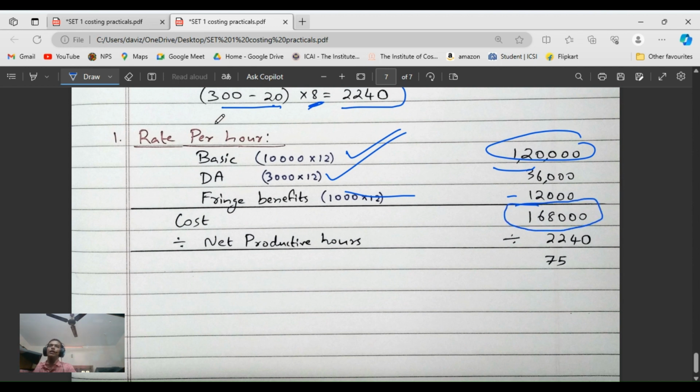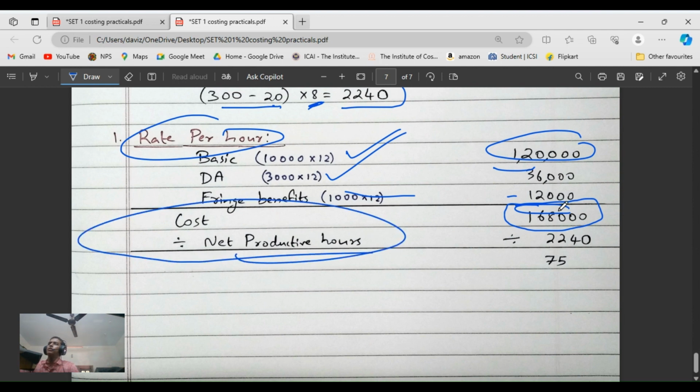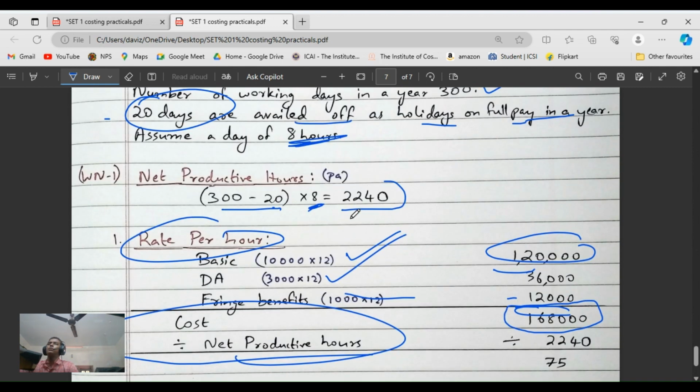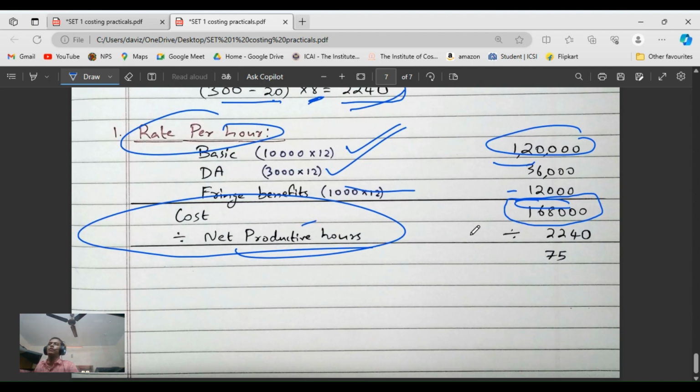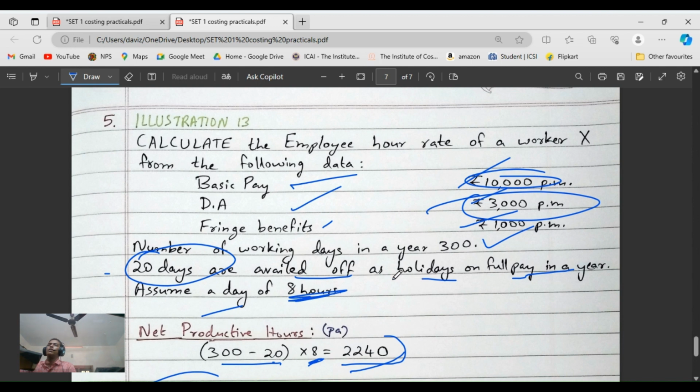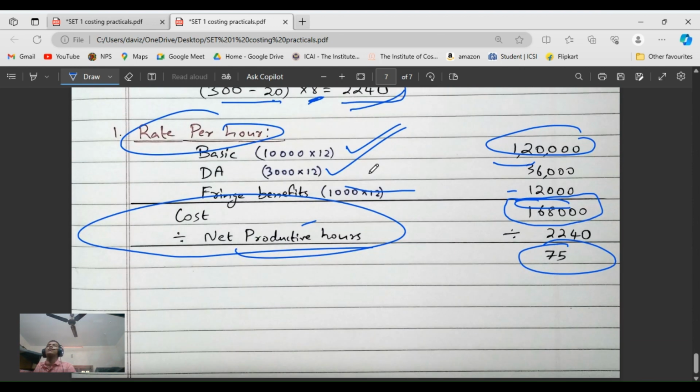So now we have to find the rate per hour. Here we found the cost. To find the rate per hour, we have to divide the cost by net productive hours. Earlier we found that 2,240 is the net productive hours. So 1,68,000 divided by 2,240 is 75, the rate per hour. Okay, 75 is the effective hour rate of worker X. That's how we completed our first set of 5 questions.